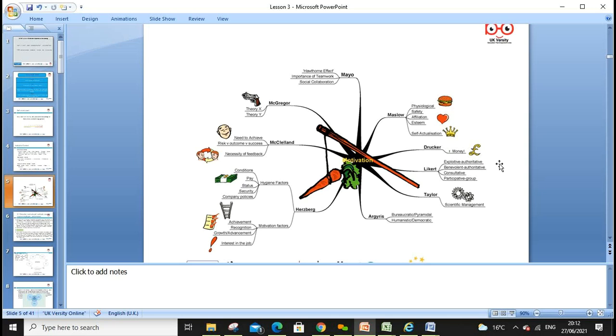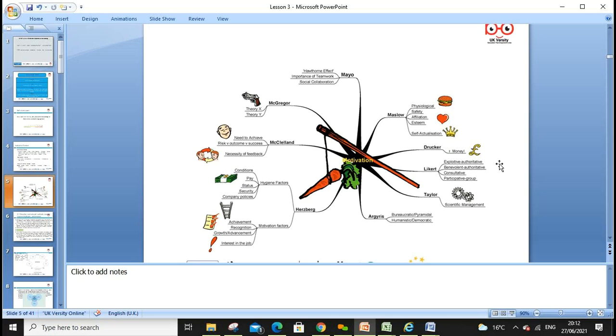Then McClelland gave the theory of motivation based on the need to achieve, risk versus outcome. If it's a high-risk job, there should be a high outcome, and then there will be success, and people will work hard. Yes, so the necessity of feedback needs to be looked at.